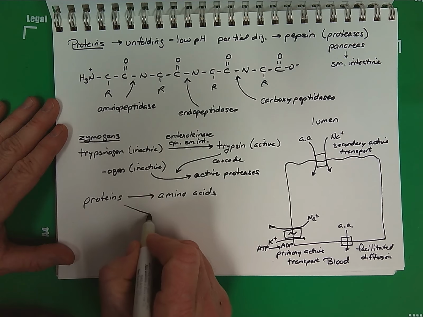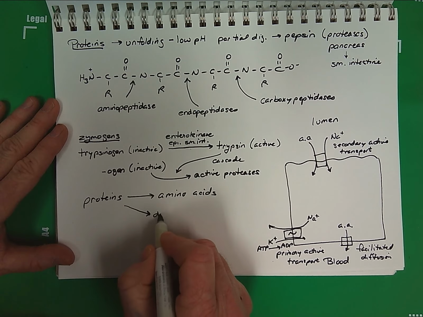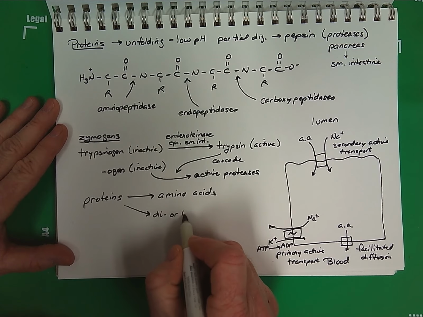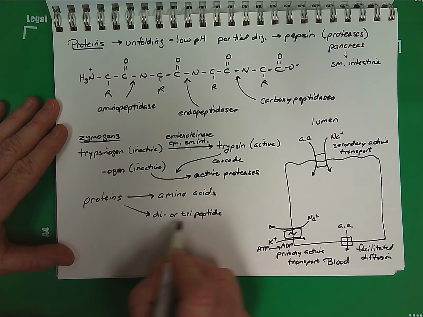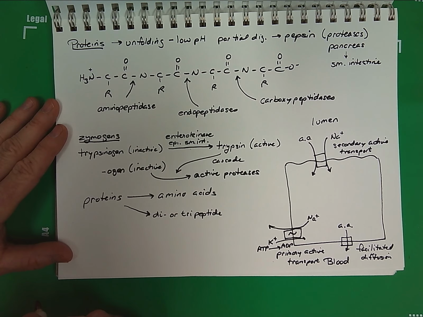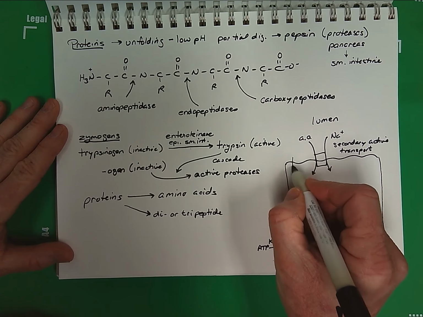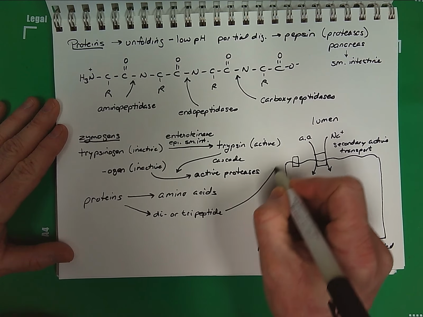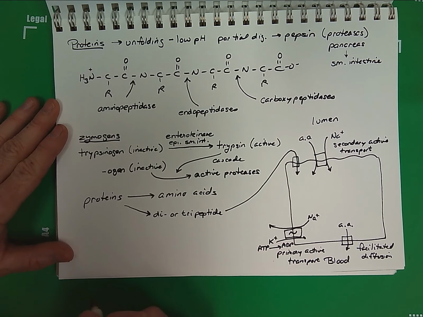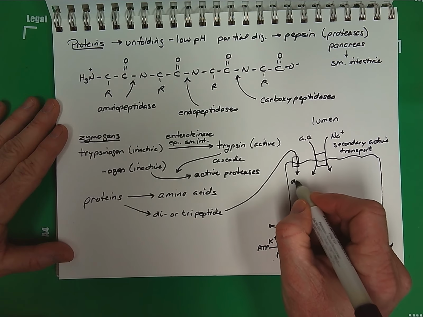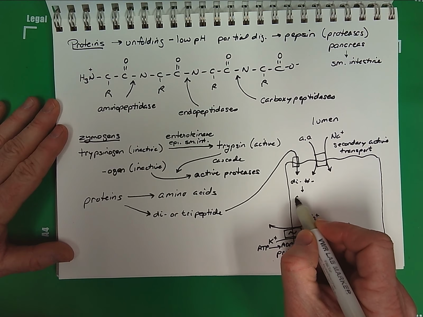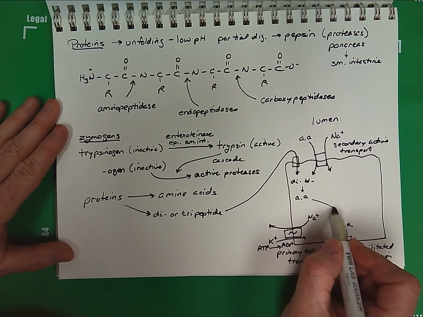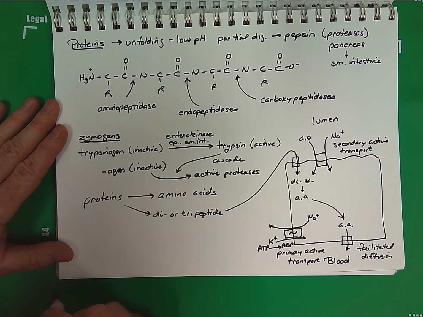One other note here is that the protein's digestion is not absolute. We can also have digestion down to di- or tripeptide structures. These di- and tripeptides have their own transporter to be taken up. Once these are inside the cell, these di- and tripeptides are digested down to amino acids, and then they can feed into the stream of flow of amino acids into the blood.